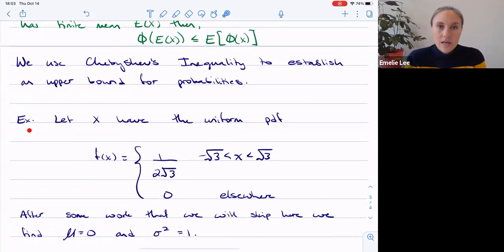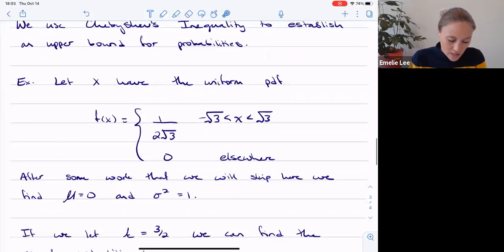So then, let's consider just an easy example, not too easy, but we're going to let x have a uniform PDF. So it's going to be a continuous function, which means we need to practice our integration skills. And so f of x is 1 over 2 root 3. So it's this uniform distribution, and it's on x from negative root 3 to positive root 3. And it's going to be 0 anywhere else.